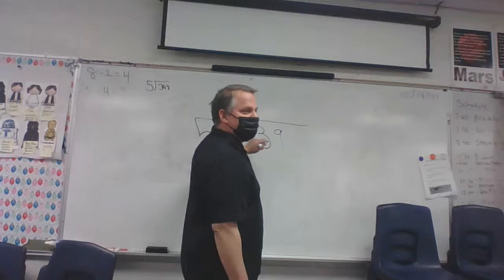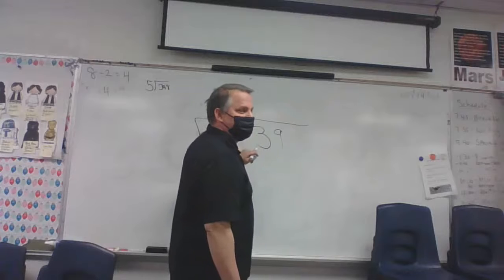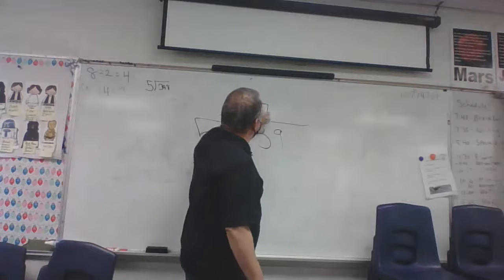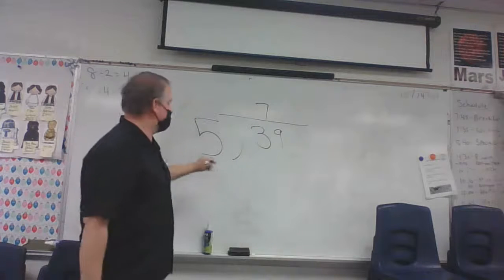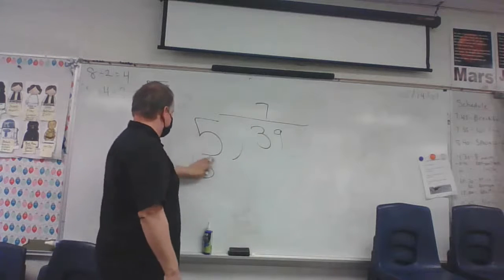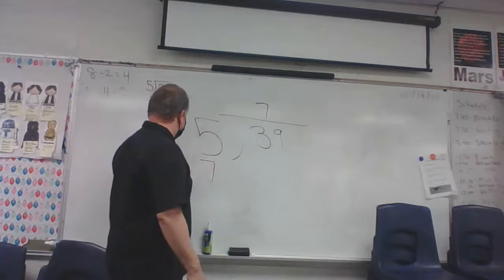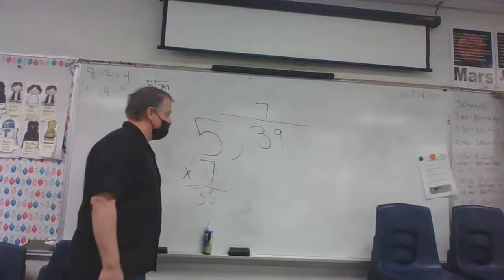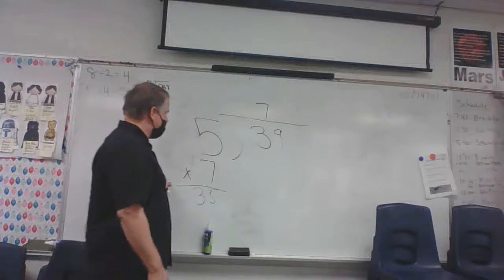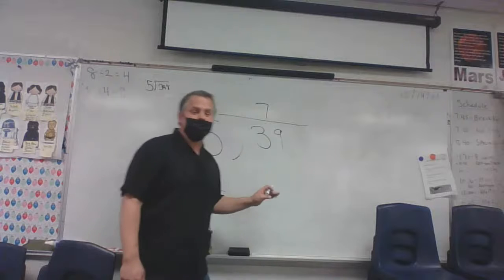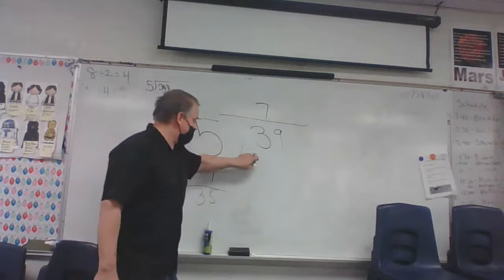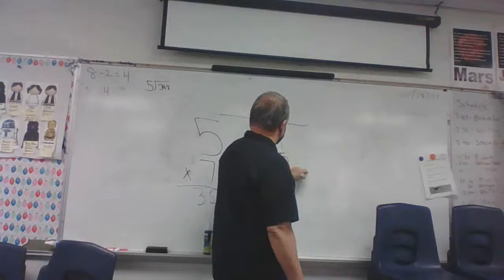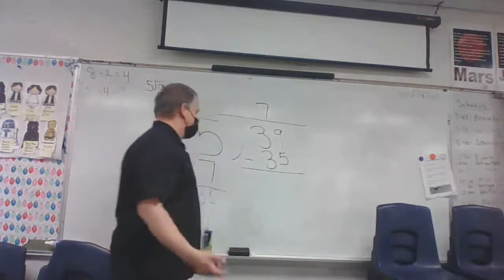No answer in the back? How about 7? We'll check it. 5 times 7 equals 35. Okay, that seems close enough. That's not bigger than 40, so it's not bigger than the number we're dividing by. It becomes 35. Now I have to subtract it.